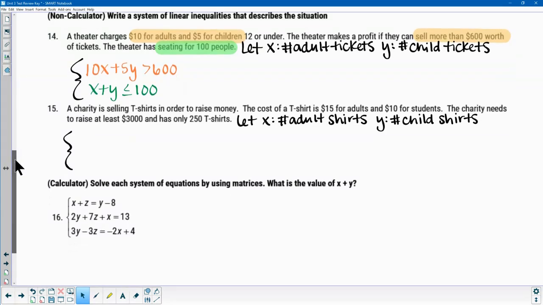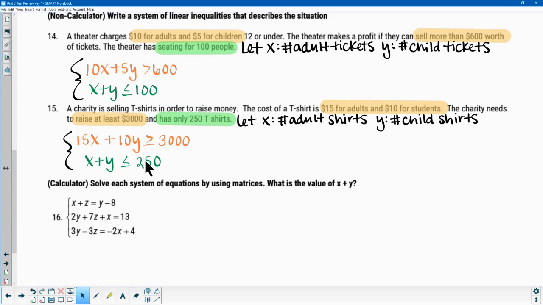For number 15, I went ahead and defined x to be the number of adult shirts, y to be the number of child shirts. I think it's students, but child is fine. What I will do first is the cost. So $15 for adults, $10 for students. They want to raise at least $3,000, meaning they would be happy if they got $3,000. So 15x plus 10y is greater than or equal to 3,000, and they only have 250 shirts. So x plus y has to be less than or equal to 250.